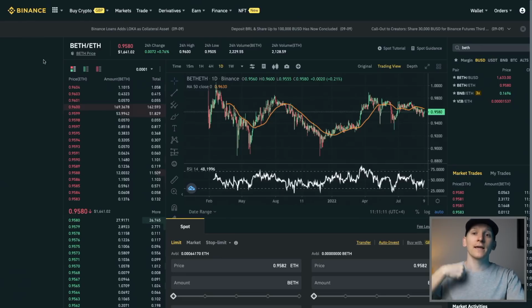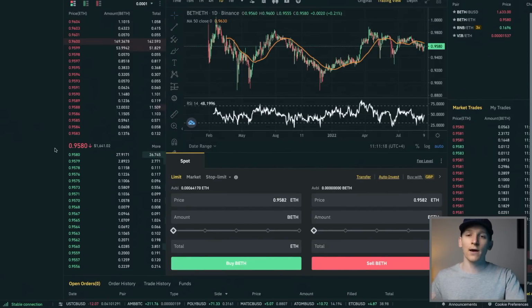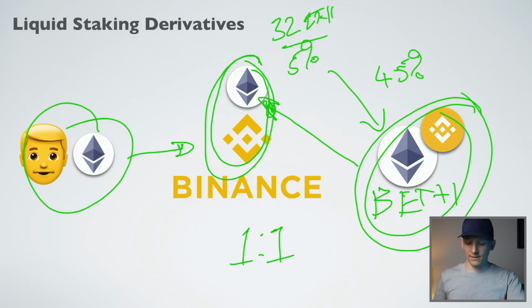Now you can keep it, keep the rewards and wait, or on a lot of exchanges, you can just trade it out for ETH, probably at a little bit of a discount, but you've got liquidity in that sense. So that's what the other token is.